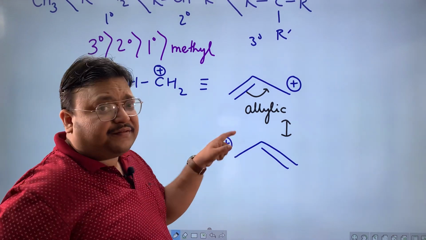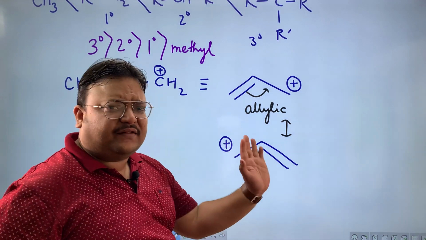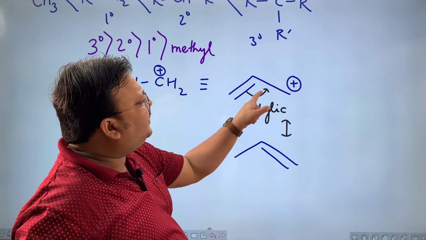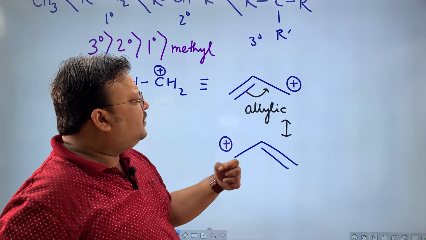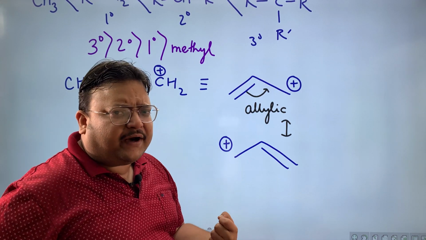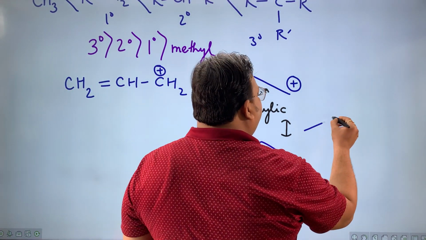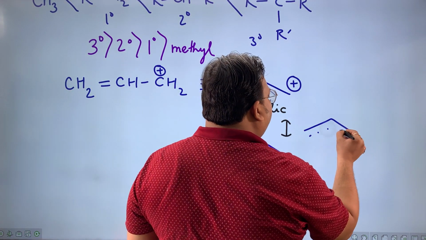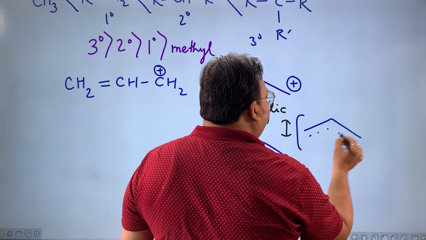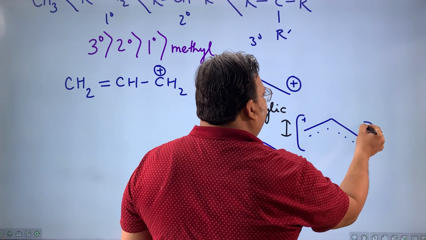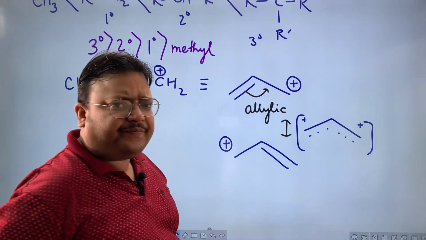Now this is resonance. This is stabilized by resonance. Pi bond will move there. That positive will be neutralized. And in the hybrid, you know, these are resonating structures. In the hybrid, the picture will look like this, with some positive charge on both these carbon atoms.